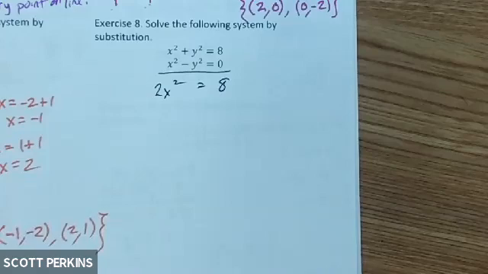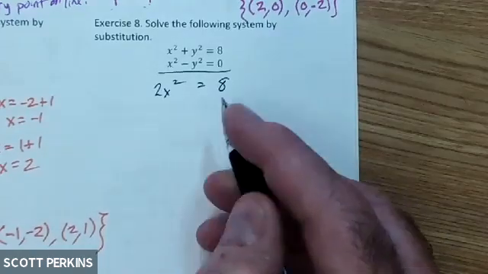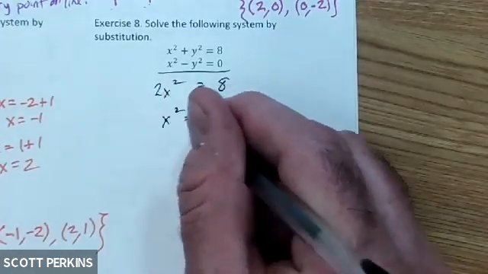The other reason I have this example is this one, you're going to get a whole bunch of answers. It's a lovely problem. So when I divide both sides by 2 here, I get x squared is equal to 4.